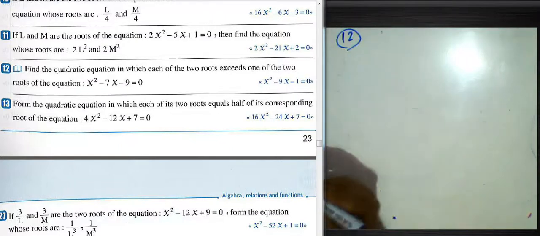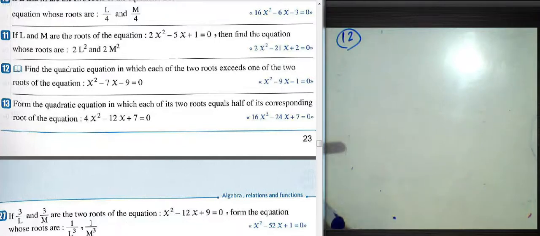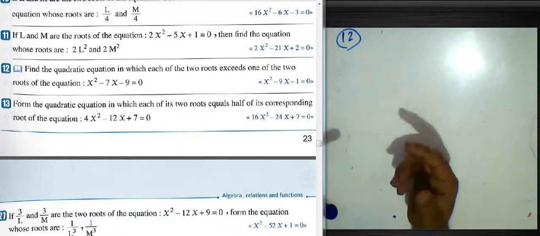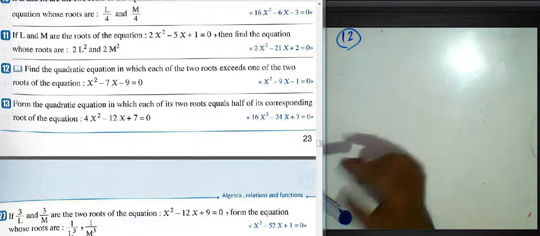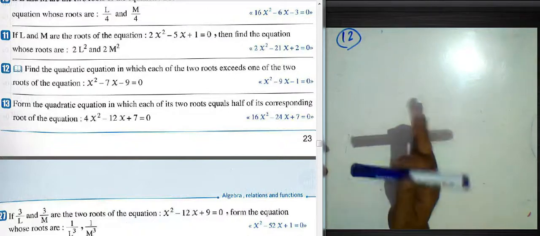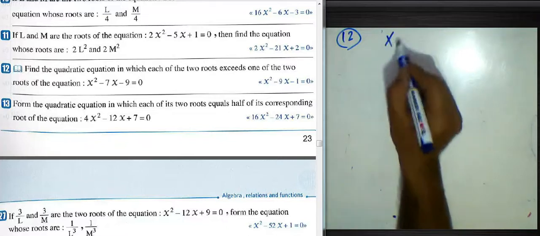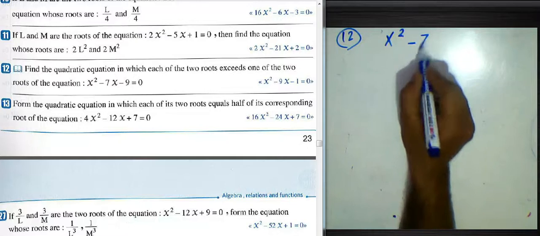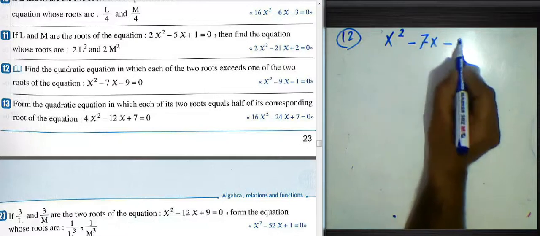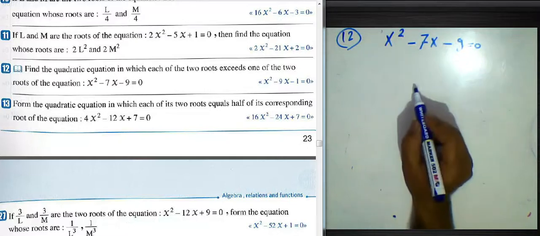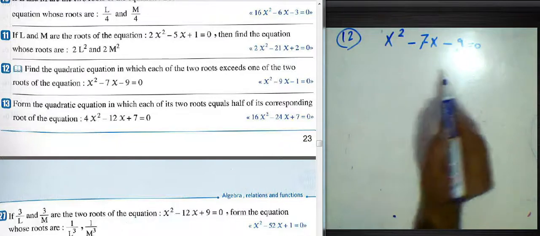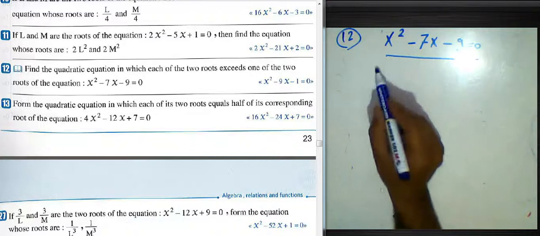Question 12: find a quadratic equation in which each of the two roots exceeds one of the two roots of the equation x power 2 subtract 7x minus 9 equals 0. Again, find the quadratic equation in which each of the two roots exceeds one of the two roots of the equation. So in this example, I have two roots, let's say L and M.